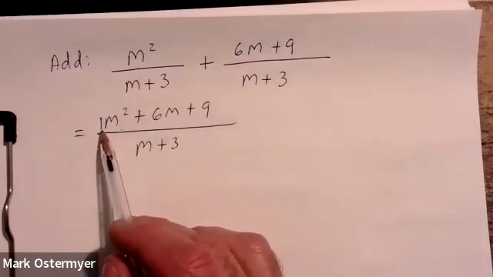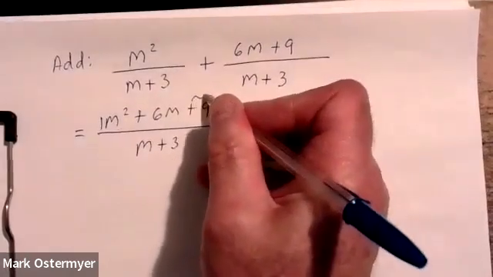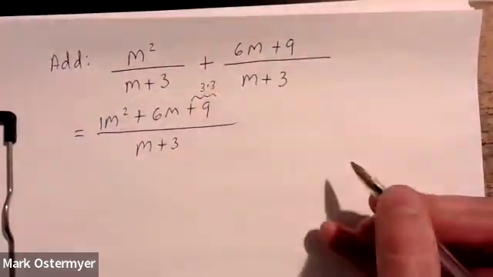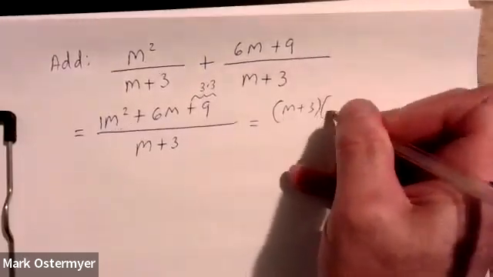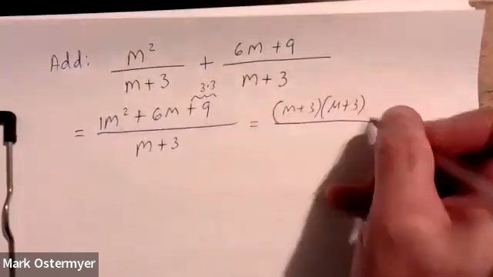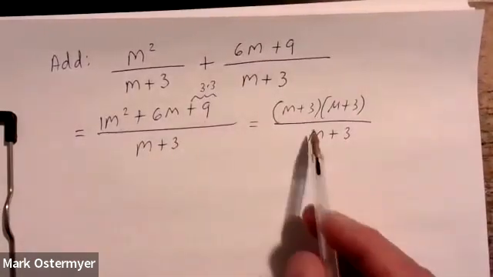Hey, lucky are we? Easy type of trinomial. All I need are 2 factors of 9 to sum up to 6. And they would be 3 and 3. So this trinomial in the numerator factors into m plus 3 times m plus 3. Being the case, look at it, it was important to factor that numerator because we can reduce now.